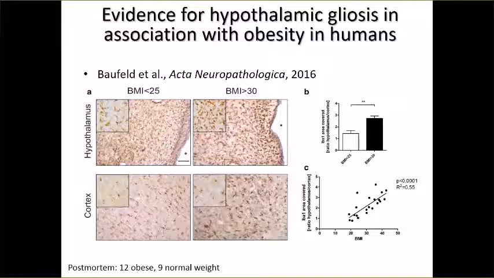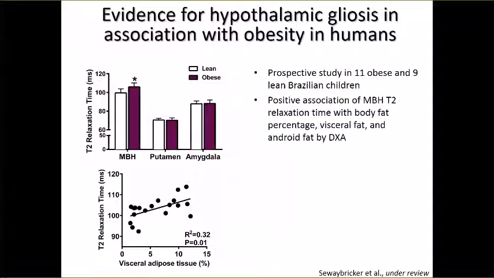We've gone on to look at whether this is true in children, and this was in collaboration with Dr. Seeweybricker, who's a pediatric endocrinologist in Brazil. She conducted a study of obese and lean Brazilian children, where we again showed elevations in T2 relaxation time consistent with gliosis in children that were specific to the medial basal hypothalamus region that houses the arcuate and did not occur in control regions. And she also identified positive correlations with the extent of visceral adiposity as well as android adiposity by DEXA.